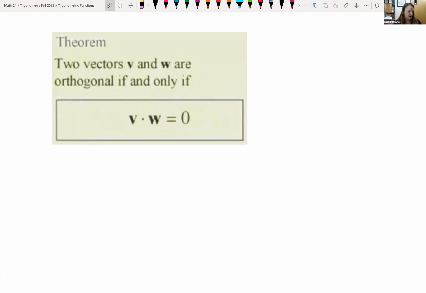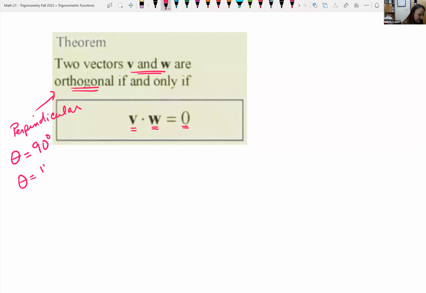Okay, so what does it mean to be orthogonal? Well, we've been working with right angle triangles. It's orthogonal when we are looking at it coming in at a perpendicular angle. Perpendicular is another way to say it; orthogonal is just dealing with the vectors. So if we take the dot product of two vectors and we get back zero, this tells me that the two vectors are orthogonal. Or another way to say that is the angle theta is equal to 90 degrees, or if we're thinking about radians, pi halves.